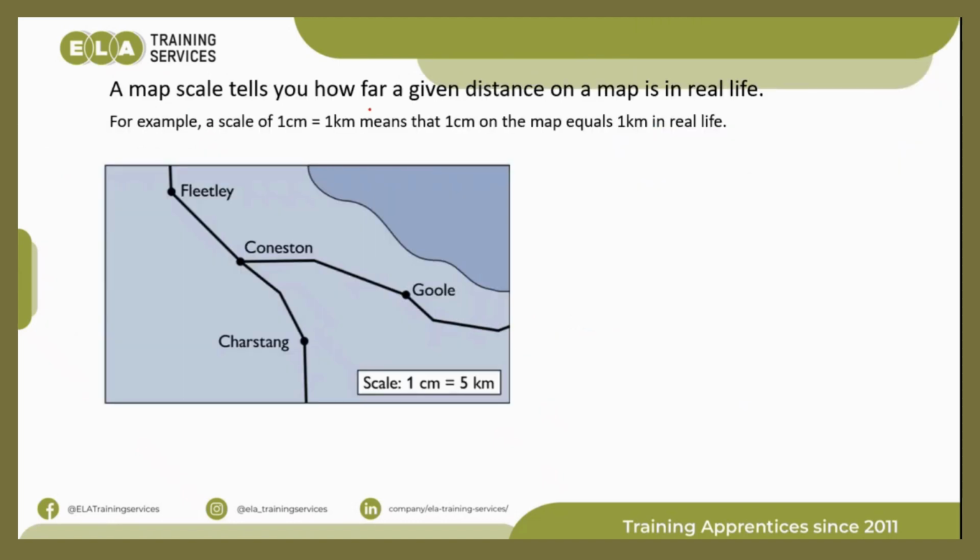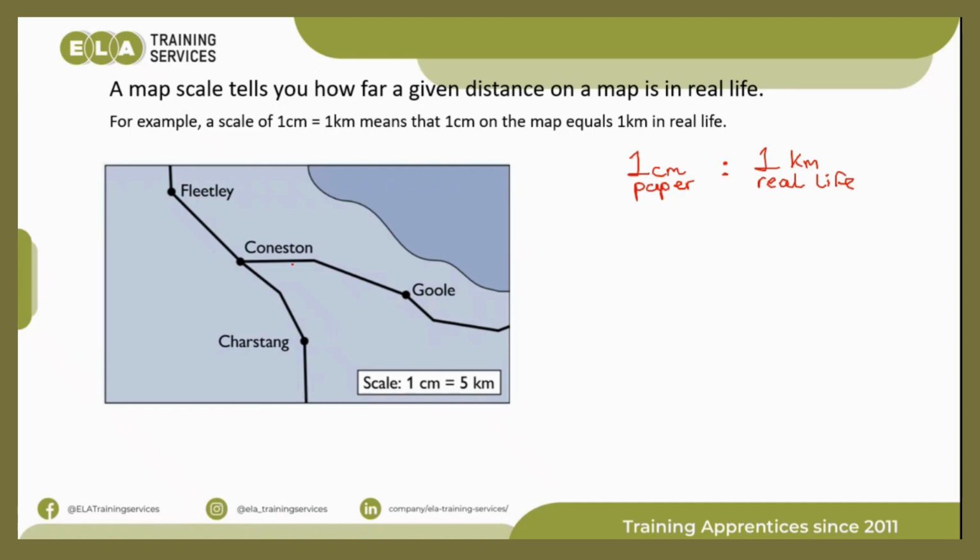So a map scale tells you how far a given distance on a map is in real life. For example, a scale of 1 centimetre to 1 kilometre means that 1 centimetre on the map equals 1 kilometre in real life. And a super easy way of remembering it is to always write it a little bit like a ratio: 1 centimetre paper, 1 kilometre real life. You then understand what each part of the scale represents.